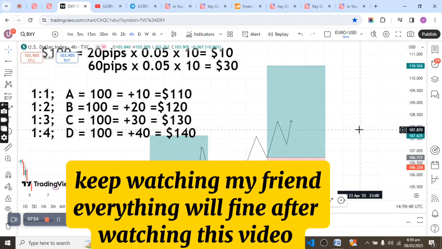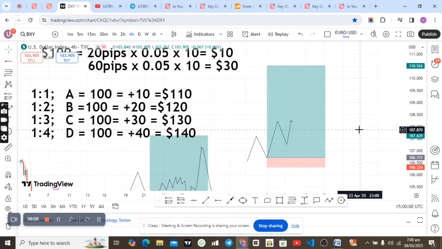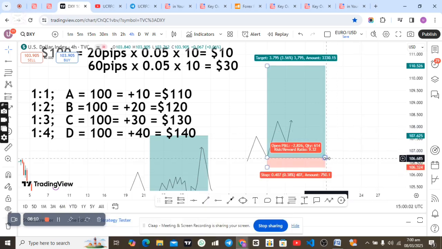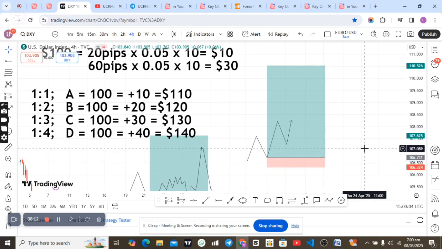The truth of the matter is that if you have decided that your risk to reward ratio is 1:2, you don't have to close this thing. If you have decided that your risk to reward ratio is 1:4, you don't have to close it. The least thing that you can do is to take your stop loss to break even. Okay, take your stop loss to break even.